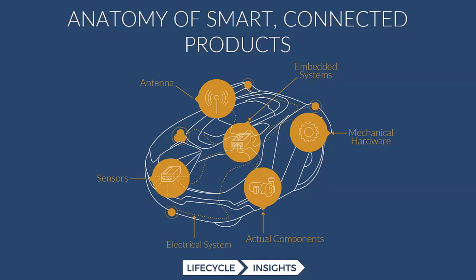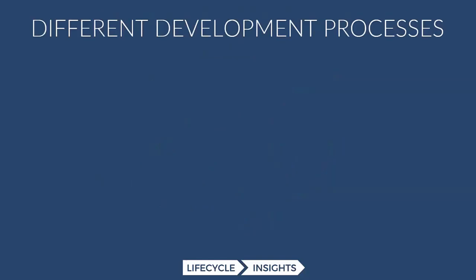So when you start to think about, well, okay, how are we going to design this thing? You need to have competencies in all of these areas, but also at a system level to make sure that all these things work together. Now, when you look at development processes across these domains, you actually see a lot of different types of processes.